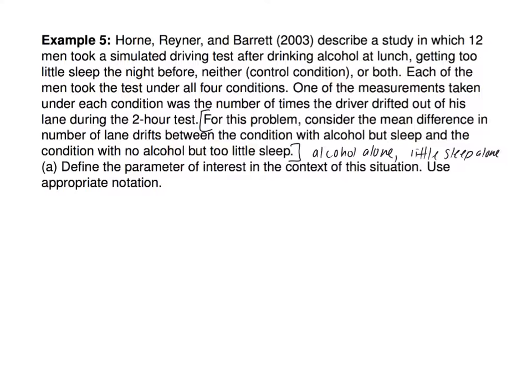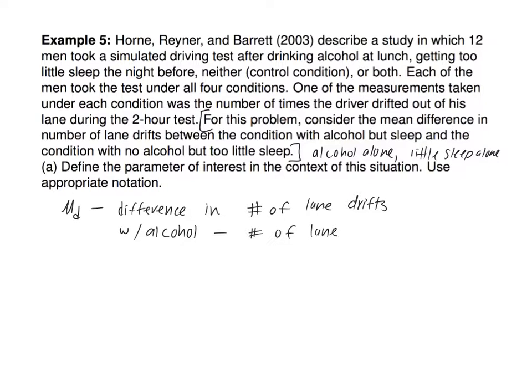So, are we going to have a pair of measurements for every person? Yeah. So we want mu sub d, the difference in number of lane drifts, or times they leave their lane, with alcohol minus number of lane drifts with little sleep. Do you buy the proposition that alcohol will cause you to drift more than not sleeping?